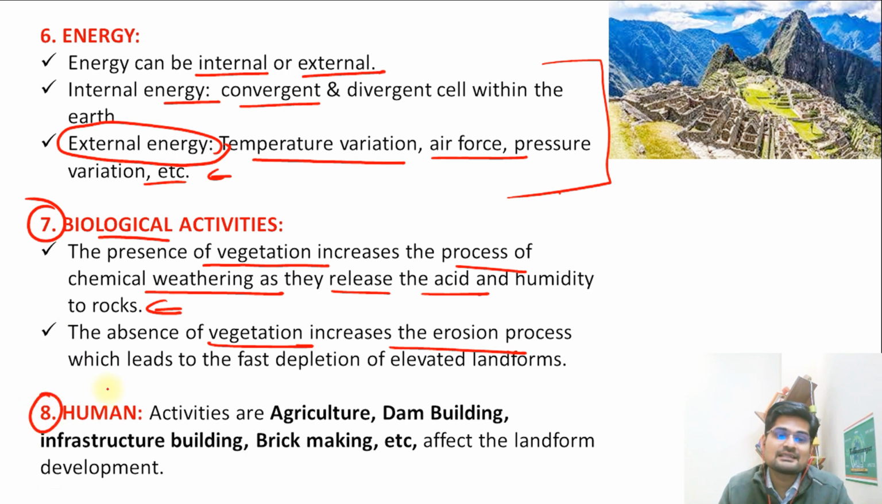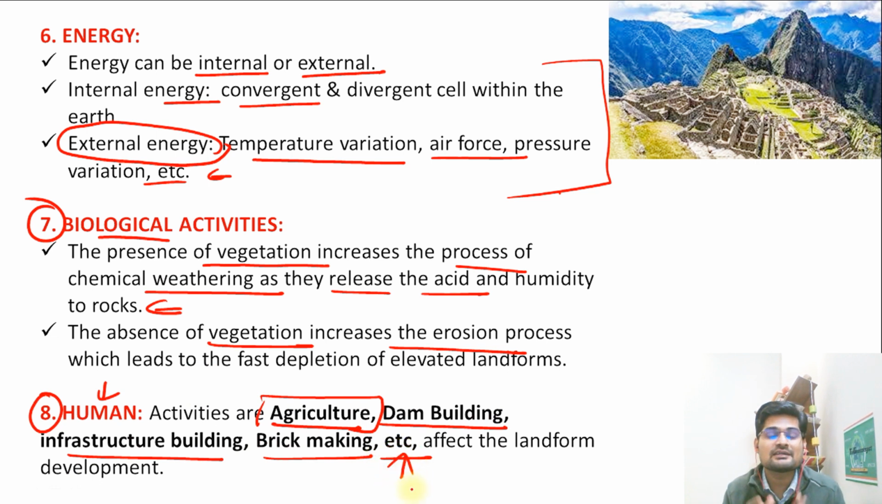And last but not the least, the human factor. We have changed the entire surface of the earth in just the last 11,500 years, since we started doing agriculture. Through agriculture, dam building, infrastructure building, brick making and so many other activities that we carry on in different areas of the earth, we transform these landforms from natural to anthropogenic landforms, and this is a journey that is happening right now. That is where human agents are important as well.